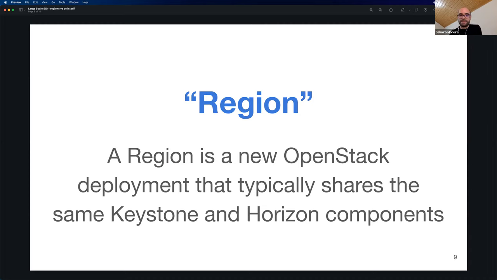So what is a region? A region is basically an OpenStack deployment, a completely independent OpenStack deployment that typically shares the same Keystone and Horizon components. Regions are useful when you want to explicitly expose users to a deployment partition, so users are aware of the region. And this usually helps them to achieve a greater fault tolerance for their applications because they are aware of this partitioning. In the case of cells, they are not. So they know that they can deploy their application in region A and B. And if something happens to A, B should be up because it's independent.